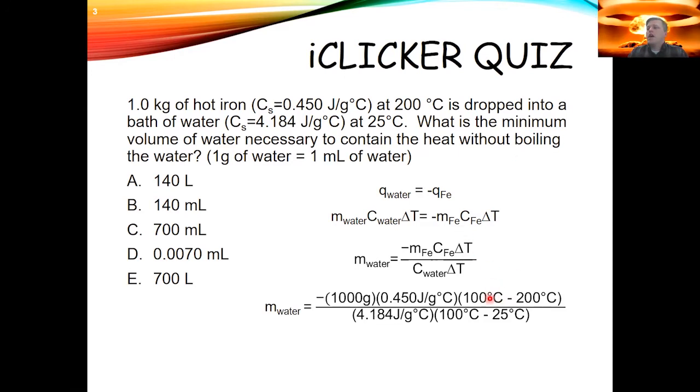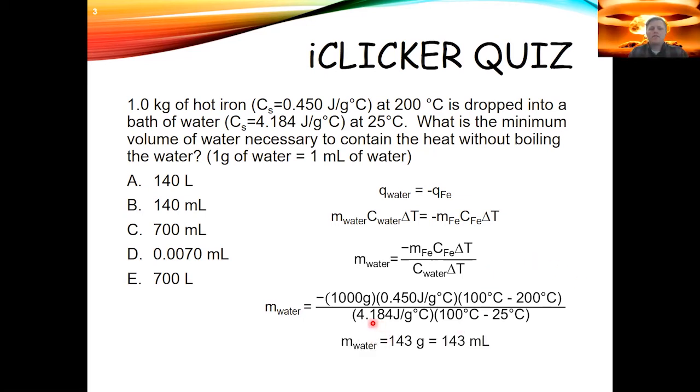So our delta T of our iron, it's going to have a final temperature of 100 degrees Celsius and an initial of 200 degrees Celsius. So it'll actually have a negative 100 delta T right here. And then for the water, it's going from 25 degrees to 100. So that's delta T will be 75 degrees. Now you'll notice right here we have a negative delta T, but luckily we've also got this negative sign right there that'll cancel out and get us a positive mass of our water.